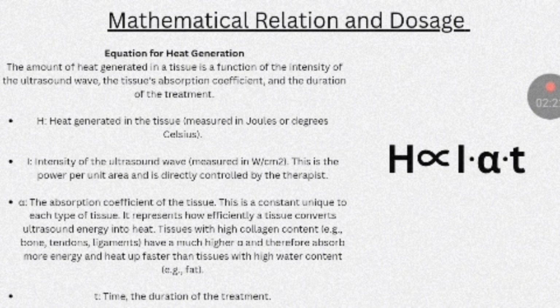Alpha, the absorption coefficient of the tissue. This constant is unique to each type of tissue. It represents how efficiently a tissue converts ultrasound energy into heat. Tissues with high collagen content, for example, the bone, tendons, ligaments, have a much higher alpha, and therefore absorb more energy and heat up faster than the tissues with higher water content, for example, the fat. Next, T is the time, the duration of the treatment.